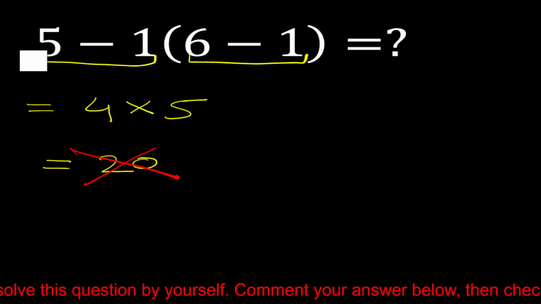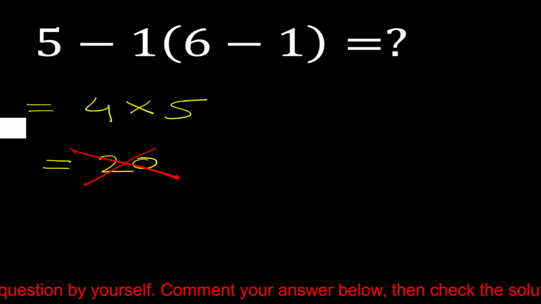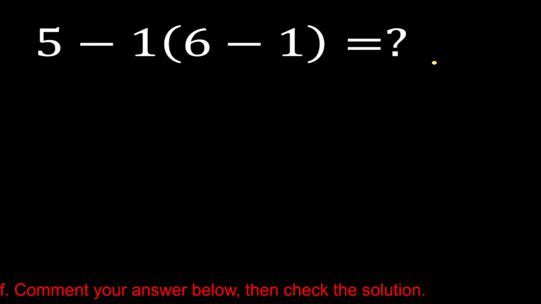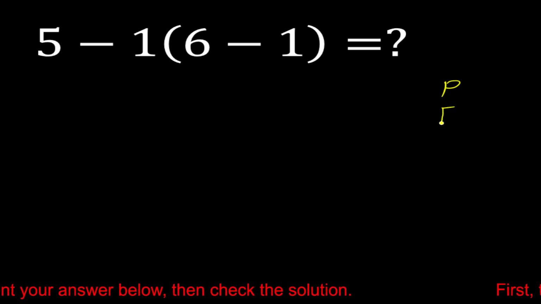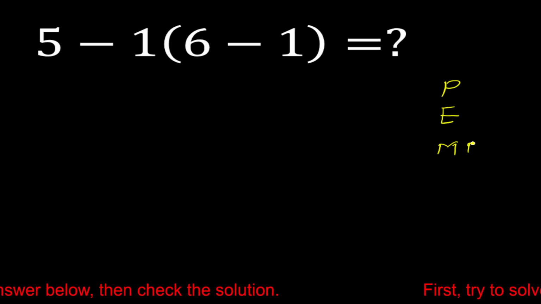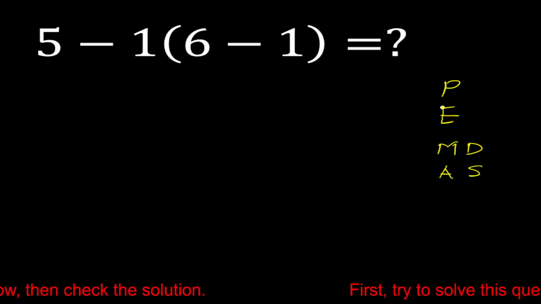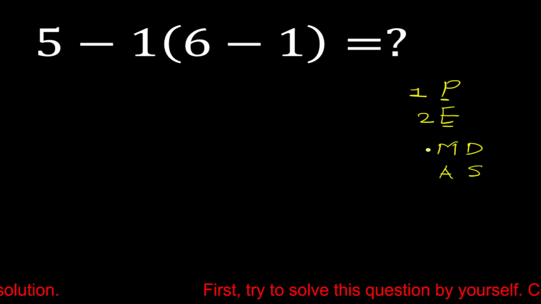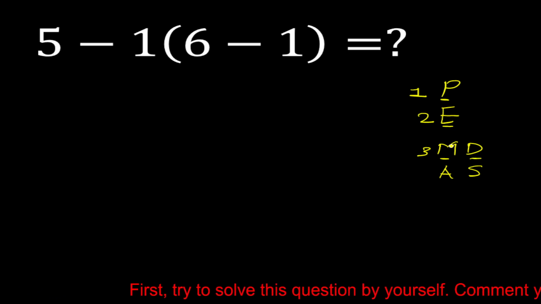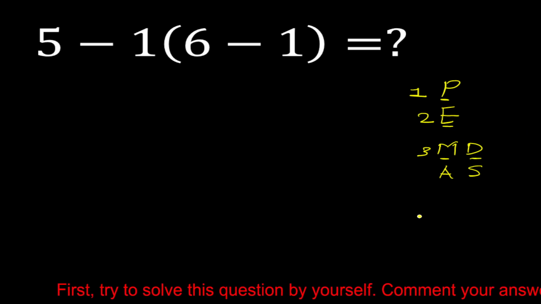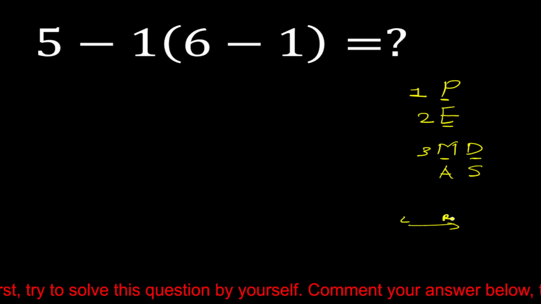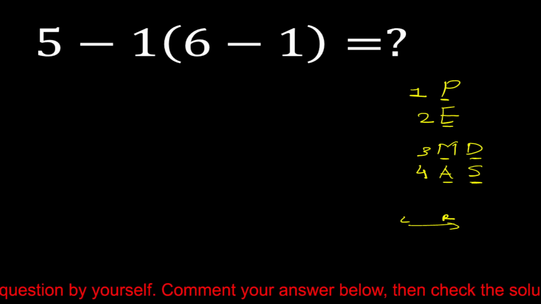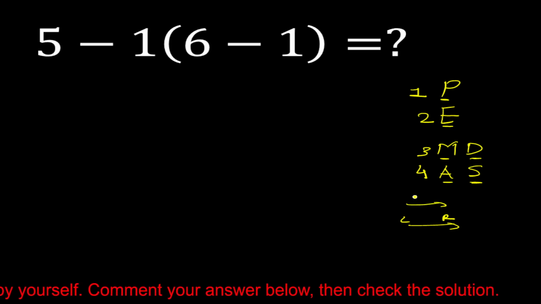So now let's solve this problem correctly by using the PEMDAS rule. PEMDAS: P, E, M, D, A, S. First priority is parentheses, and second priority is exponents. Then third priority is multiplication and division. Here multiplication and division both have equal priority, so we have to solve them from left to right. Then fourth and last priority is addition and subtraction. Also addition and subtraction both have equal priority, so we have to solve them from left to right.